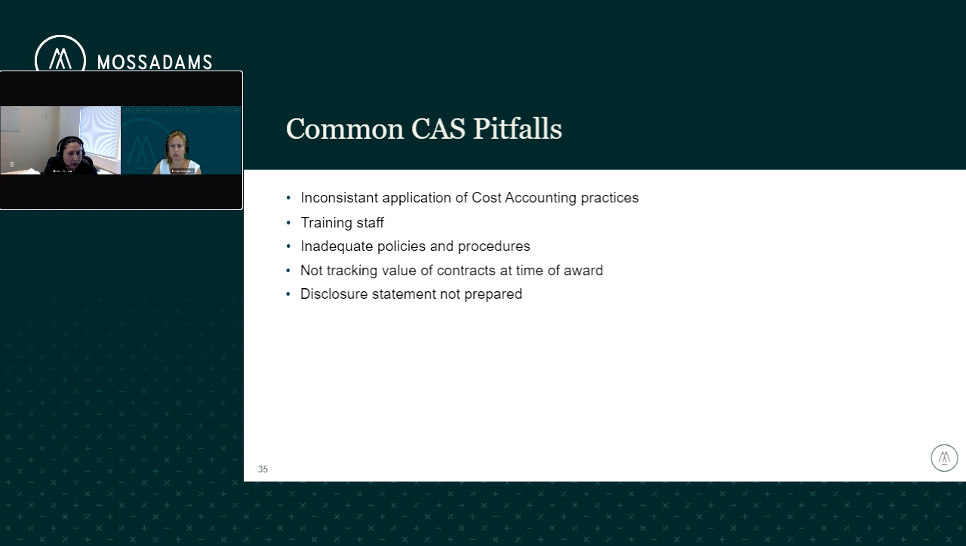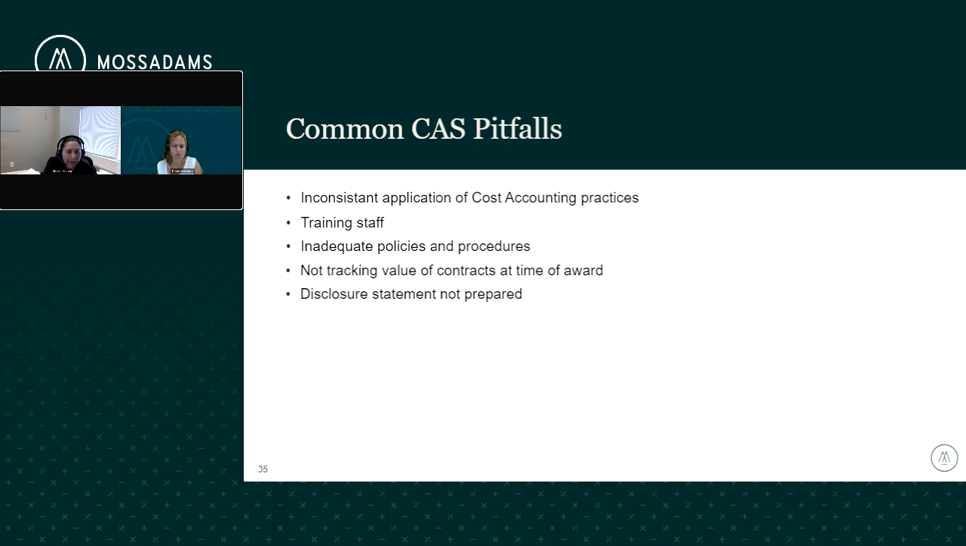Not tracking the value of the contracts at the time of the award. There's a lot of tracking from a compliance perspective that needs to be done. And so really, what are you doing internally? How do you get in front of some of these things? Maybe you don't have to be fully CAS compliant at this point. Maybe you're modified, but you can start getting things ready along the way to get to that full CAS compliance.